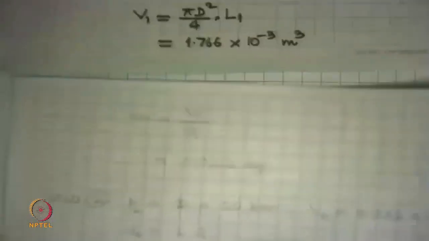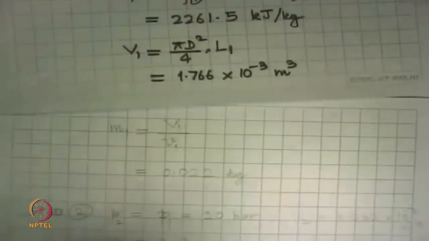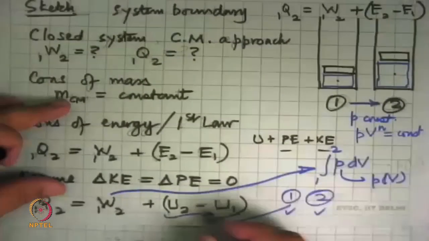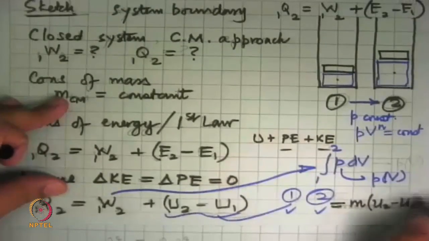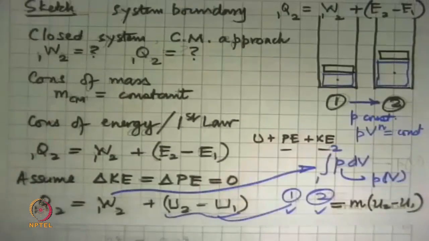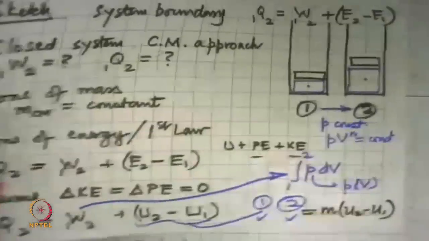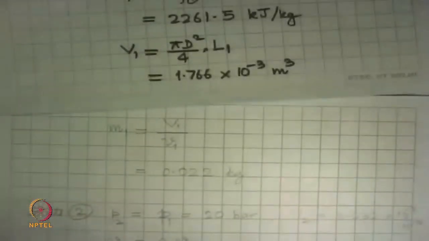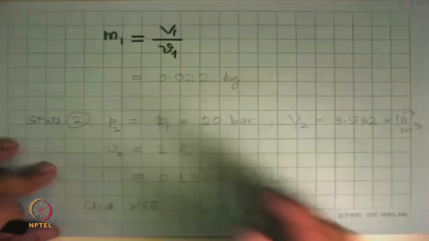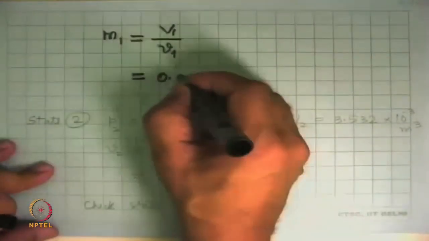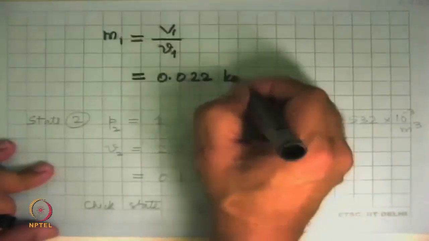Now we say that to calculate U2 minus U1 that we wrote over here, we need this U2, and U1 can be calculated by mass times U2 minus U1. Okay, so for that we need the mass, and mass is constant in the system. So to calculate that, we now have the equation there, that M1 is equal to V1 upon specific volume at 1. And this we can calculate, and this becomes 0.022 kilograms.